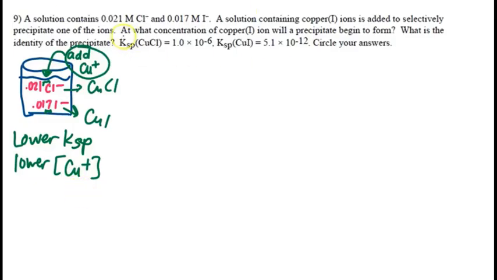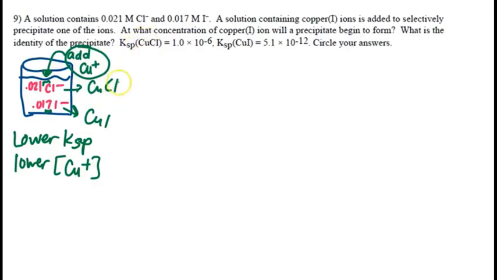For this question, they want to know at what concentration of copper plus ion will a precipitate begin to form? Another way to rearrange that question would be saying, if we want to figure out what concentration of Cu plus ions a precipitate is going to begin to form, we need to figure out which ion is going to precipitate first. And that's going to be based on whether or not it has a low KSP value and a low Cu plus concentration. So first, let's look at KSP values.